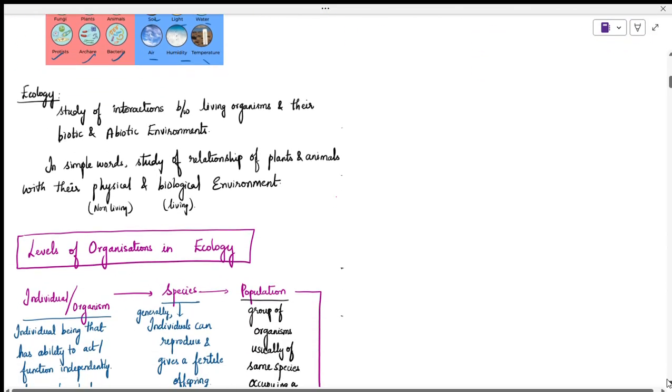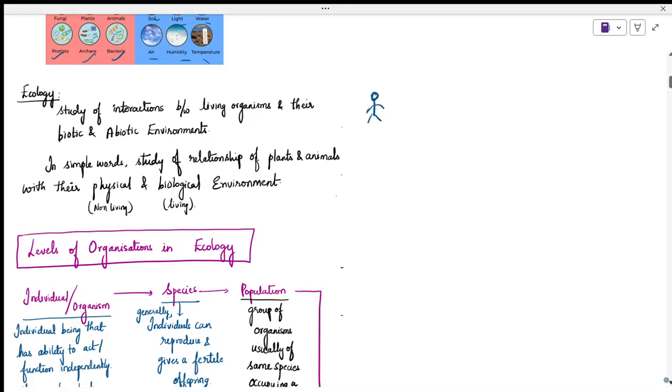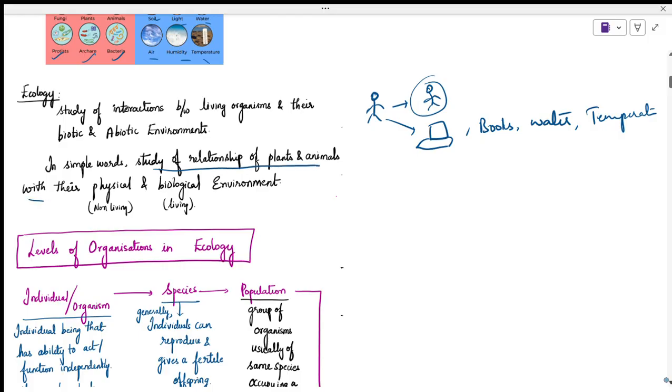So next thing is ecology. I have said that it is the study of interaction between living organisms and their biotic and abiotic environment. For example, me interacting with my brother, mother, father, and also me interacting with my laptop, books, water to bath, temperature, everything is called ecology. So in simple words, ecology is the study of relationship of plants and animals with their physical and biological environment.